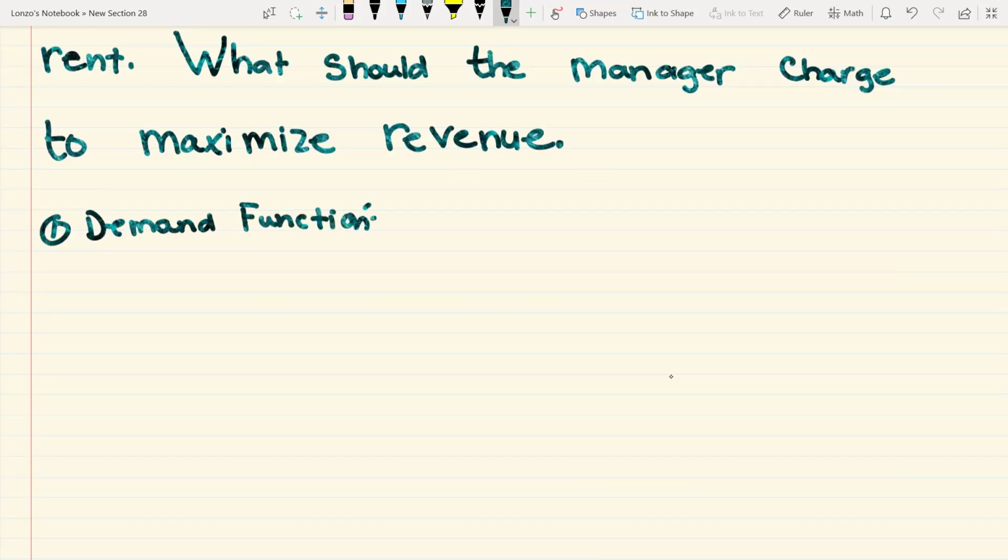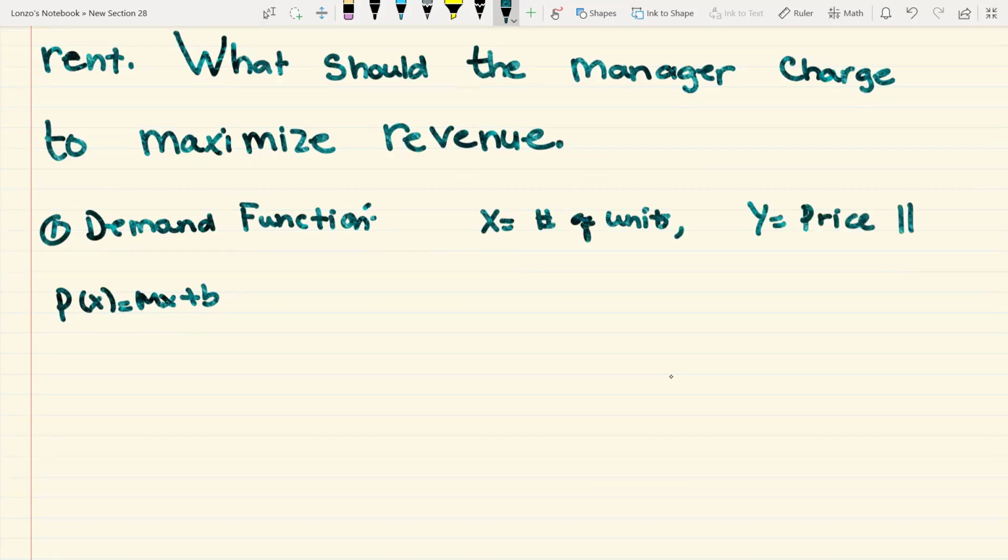So how do you find the demand function? It is p of x equals mx plus b. We don't have m or b, we have coordinates. First, let's label our coordinates. x will be the number of units, and y will be the price in dollars.